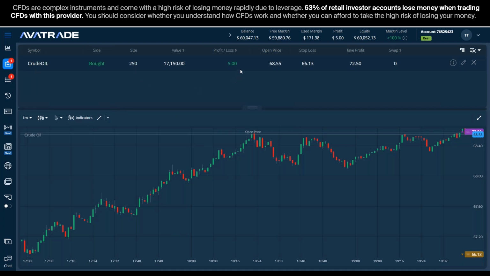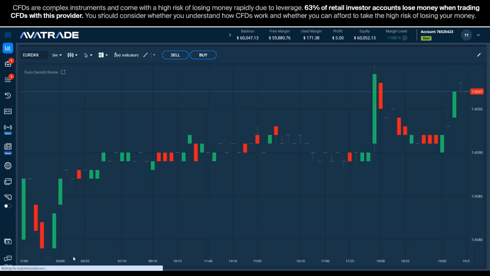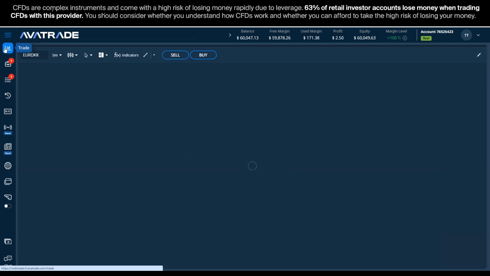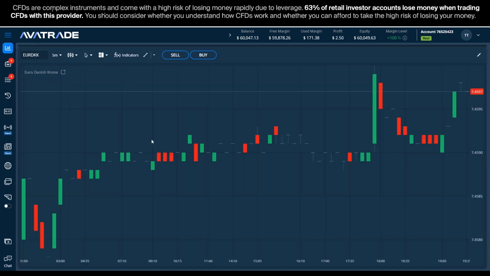Our crude oil trade is just trying to get going. It's slightly in the positive, but that's just getting moving. And our pending order did not trigger yet. If it hits our trigger price of 60.50, that's if the all-time high in the US 500 is broken, then we'd be in on a buy position, but only if it confirms that uptrend with a breakthrough of that resistance level up by the all-time high.